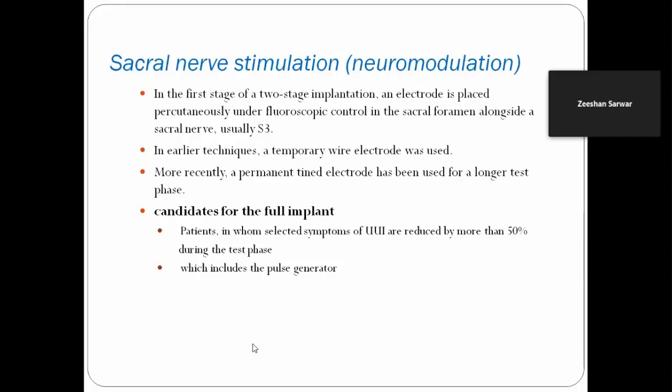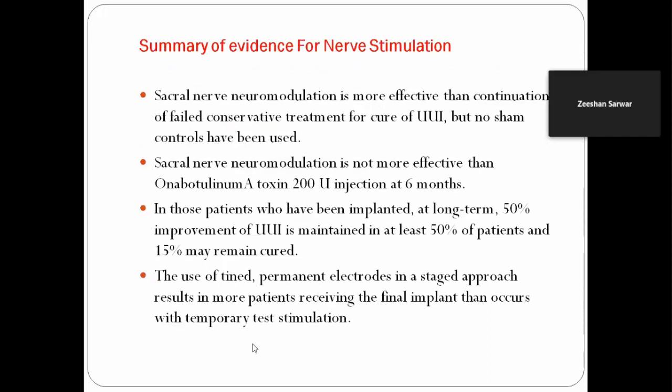Candidates who go on to full implantation are those in which the selected symptoms of urinary incontinence are reduced by more than 50% during the test phase. Sacral nerve neuromodulation is more effective than continuation of failed conservative treatment for cure of urge incontinence, but no sham controls have been used.